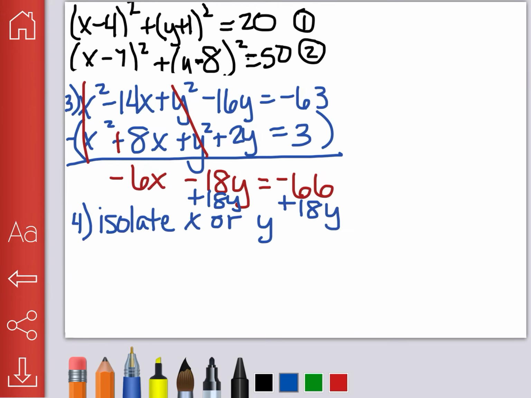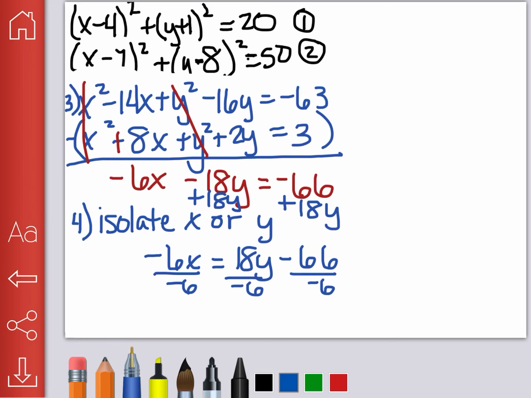In this case, I'm going to choose to isolate the x because I don't want to work with fractions. Now, it would work either way, but I know how much you guys hate fractions. So I have x equals negative 3y plus 11.